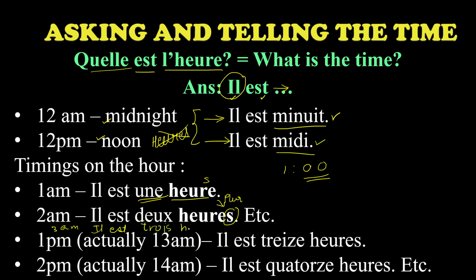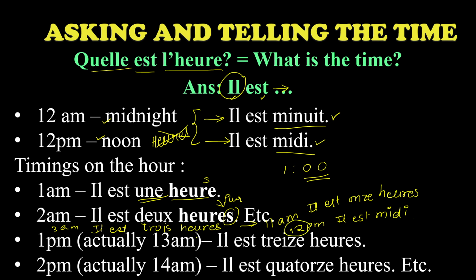3 heures. Then as you go on and on and on, you'll reach it is 11 a.m. will be il est 11 heures. It is 11 o'clock. Then when you reach 12 p.m., which will be noon time, right? So you'll have to say il est midi. Now what happens after midi? You don't circle back to 1 p.m. You go into the next number. So from 12 you go to the next number. You don't come back to 1.